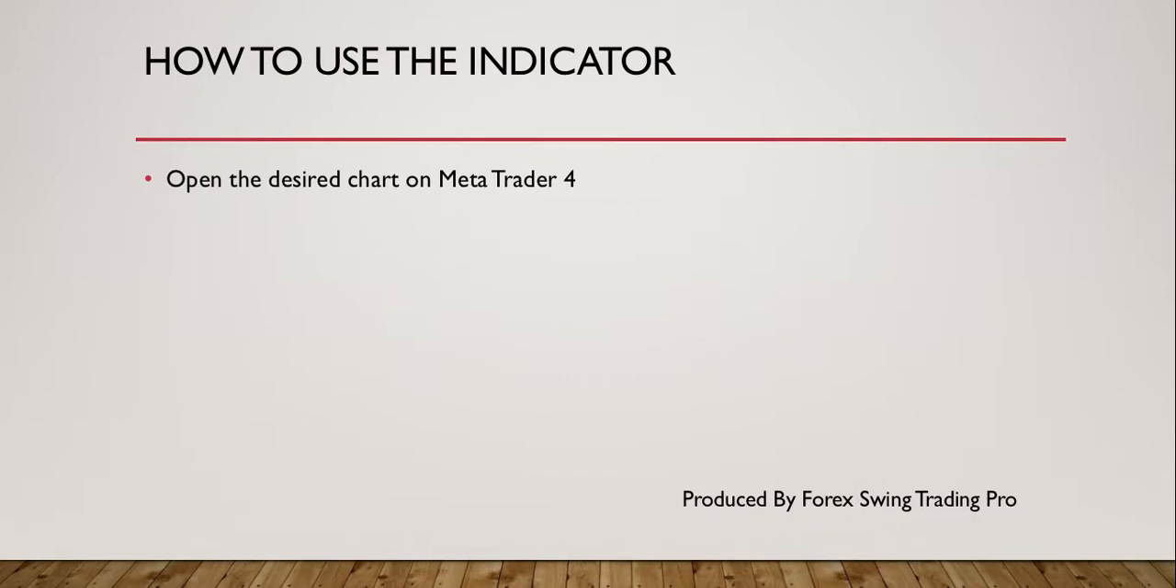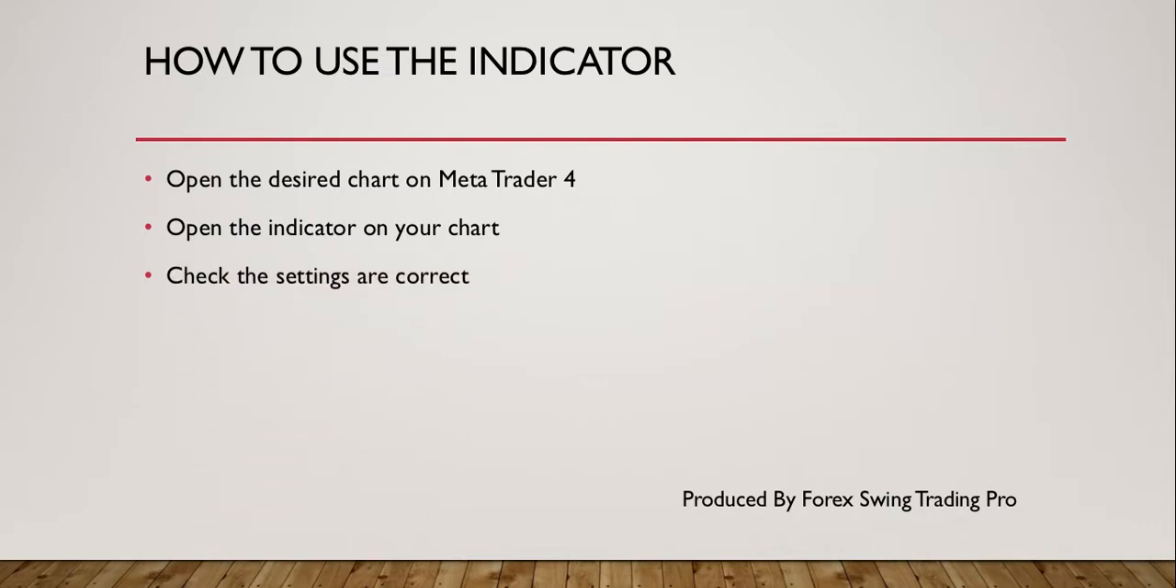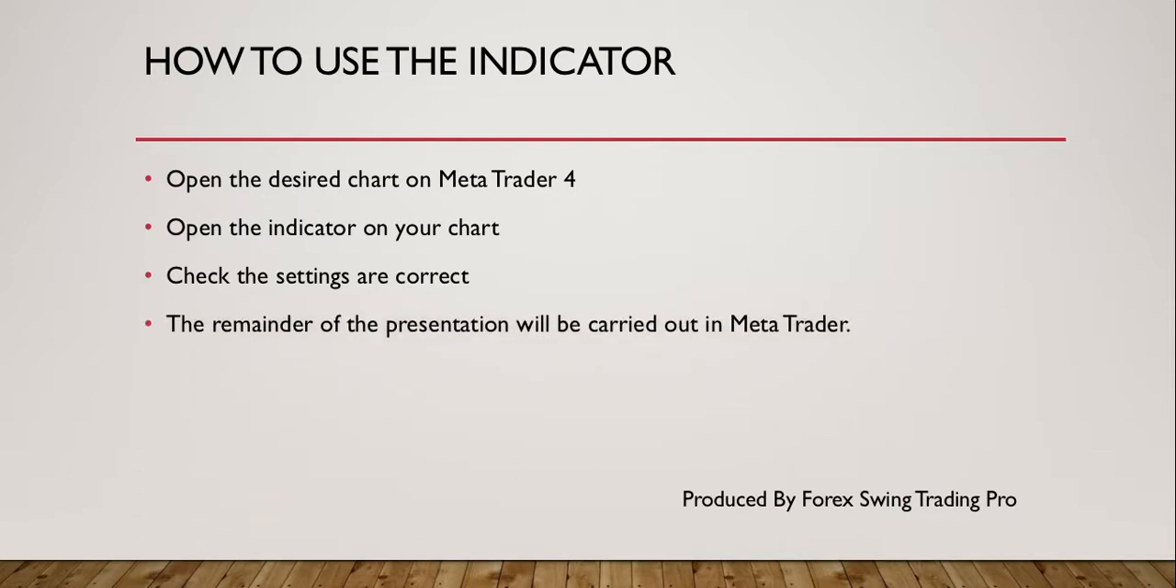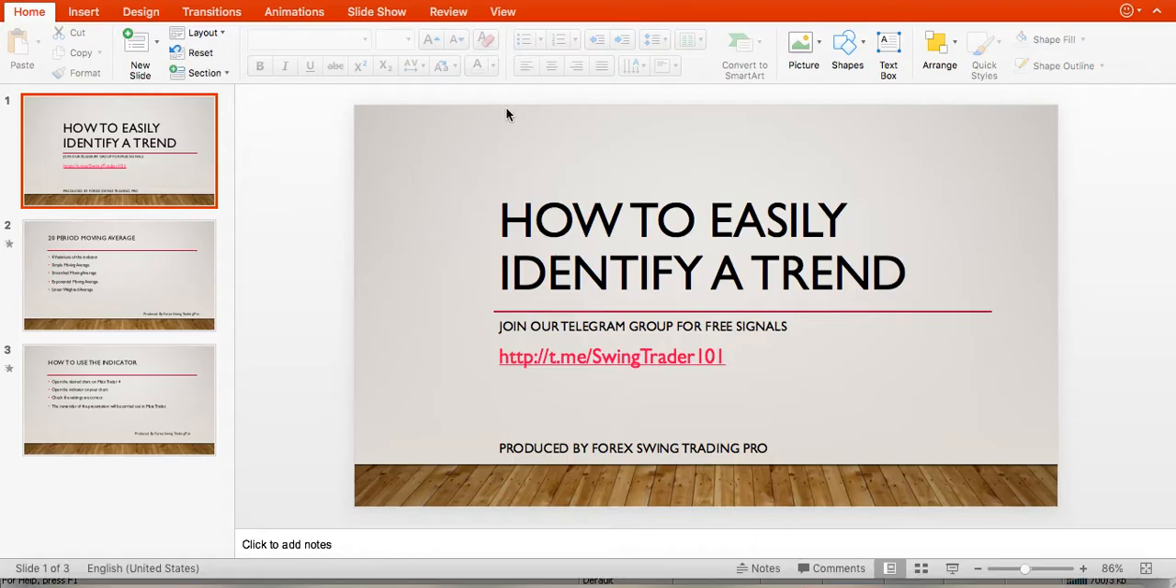First, we're going to need to open up our desired chart on MetaTrader 4. Then following on from that, we're going to open up the indicator on the chart. Now in a second, we're going to go to MetaTrader 4 and I'm going to walk you through exactly how to do this. So bear with us here. And the last thing we need to check is that the settings of the moving average are actually correct. Okay, so moving over to MetaTrader 4.